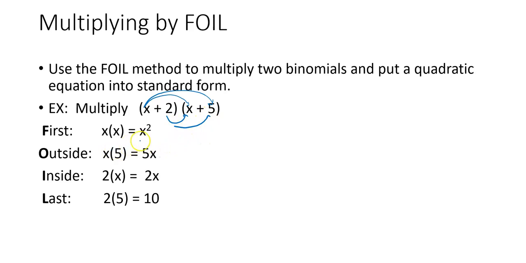So you'll multiply x times x and get x squared. X times 5 is 5x. 2 times x is 2x. 2 times 5 is 10. And then add them together and simplify. So the only 2 things that simplify are the 5x and the 2x. 5x plus 2x is 7x. And we're done. First, outside, inside, last. It's one of those things everybody remembers from algebra.